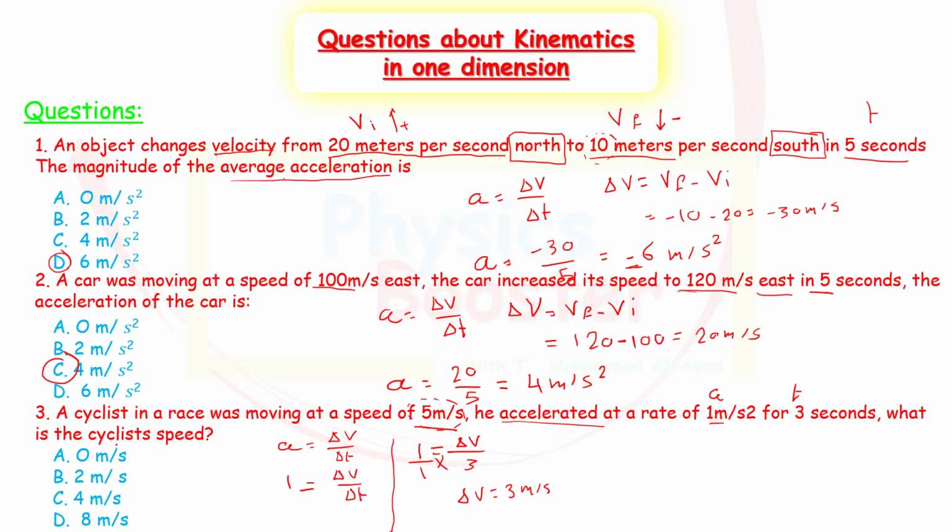It's asking me to find what is the cyclist's speed. What is his speed right now? Well, I know that delta V is V final minus V initial, right? So I can say that V final minus V initial is equal to 3 meters per second. Now, what I'm looking for is V final, because I know that V initial was already given in the question, which was equal to 5. So V final minus 5 is equal to 3, and I can find directly by adding 5 on both sides that V final is equal to 5 plus 3, which is equal to 8 meters per second, and we can see that the answer here is D.